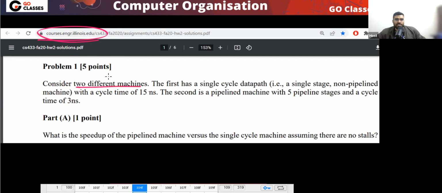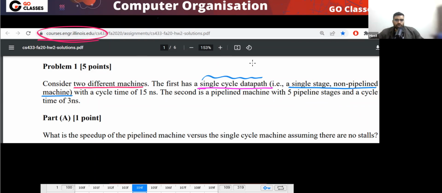Consider two different machines. The first has a single cycle data path. Do you remember this? I told you about this. Single cycle data path, that is your non-pipeline, right? So a single stage non-pipeline machine.